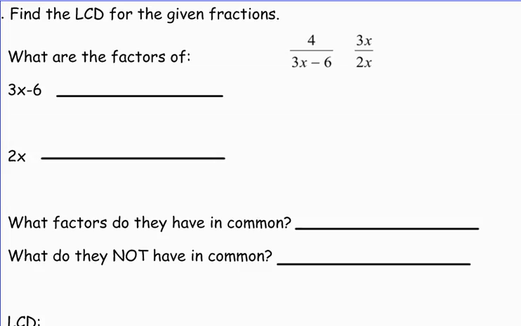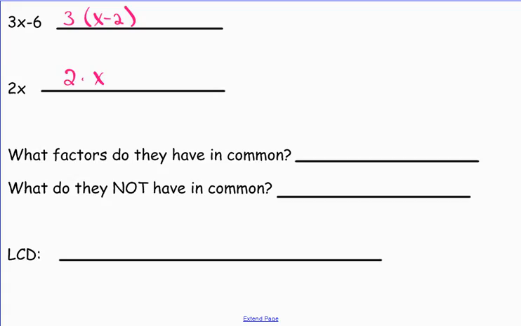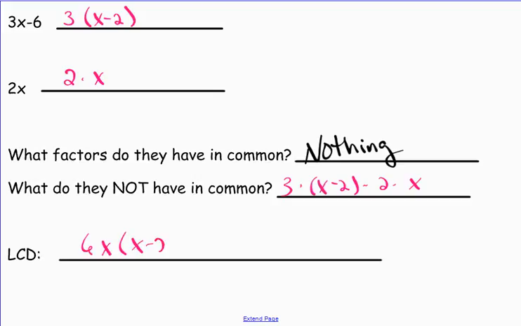Let's try this on another one. Find the least common denominator for the given fractions. What are the factors of 3x minus 6? Factors of 3x minus 6 are 3 and x minus 2. What are the factors of 2x? 2 and x. What are the factors they have in common? They don't have anything in common. So what are the factors they don't have in common? Well, the factors they don't have in common are 3, x minus 2, 2, and x. So my least common denominator, my least common multiple, is 6x times x minus 2.